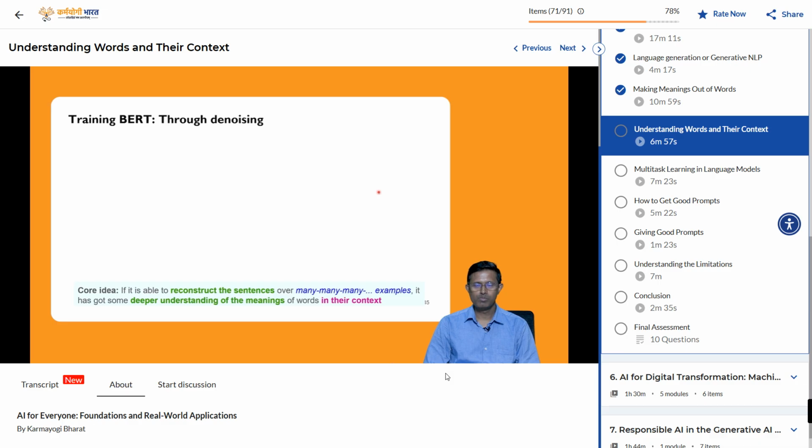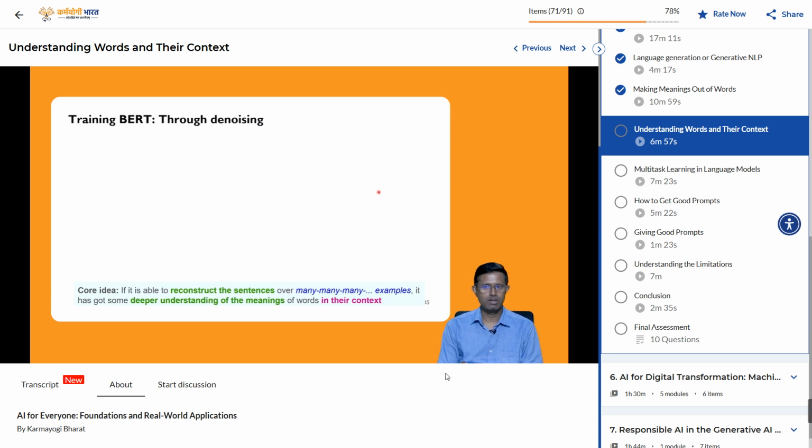Then there was another model which is called BERT. Here the model is trained using the denoising objective to make sure that it understands the meanings of the words in their appropriate context. Okay, so here we have a sentence and then we corrupt it. We add some noise to that sentence. What is the meaning of that corruption or noise in that context? That will become clear once we show some examples.